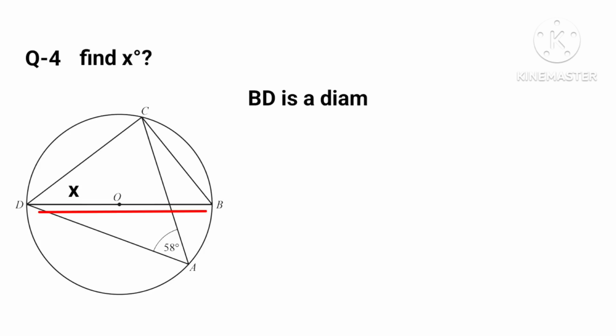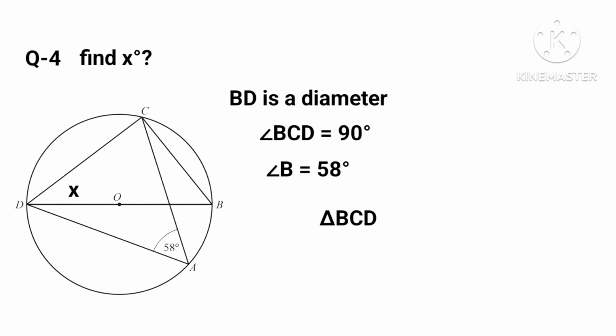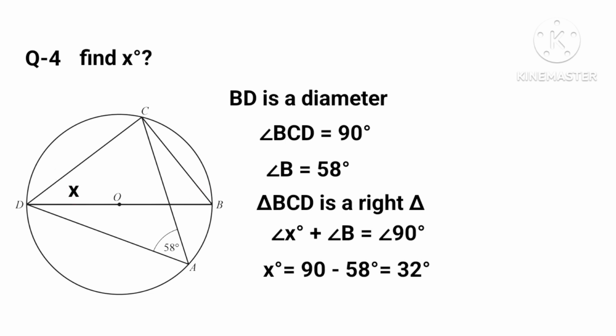BD is a diameter. Therefore, angle BCD is equal to 90 degrees and angle B is equal to 58 degrees, angle on the same side of chord DC. Triangle BCD is a right triangle. Hence x degrees plus angle B equals 90 degrees. Hence x degrees equals 90 minus 58 equals 32 degrees.